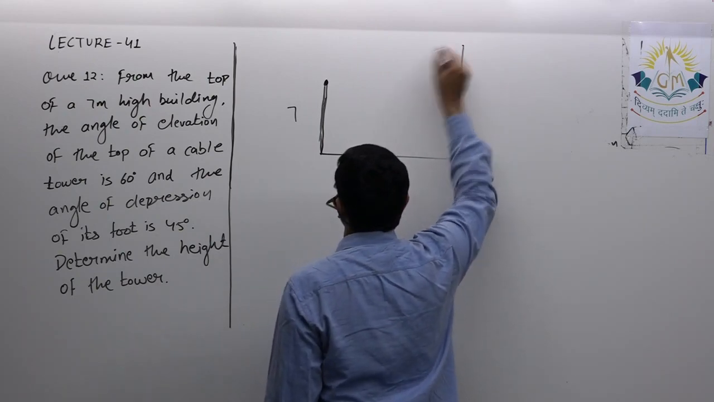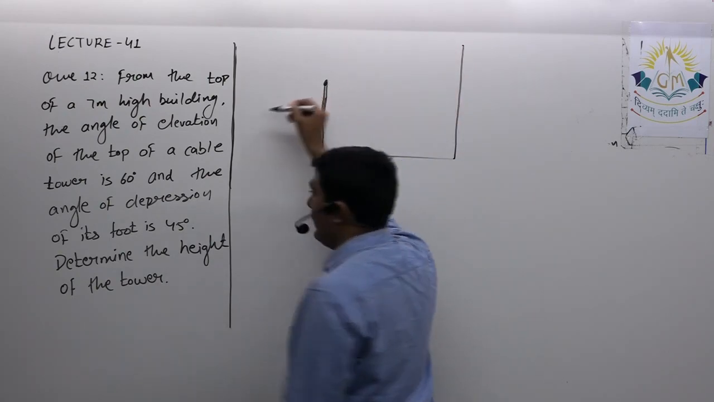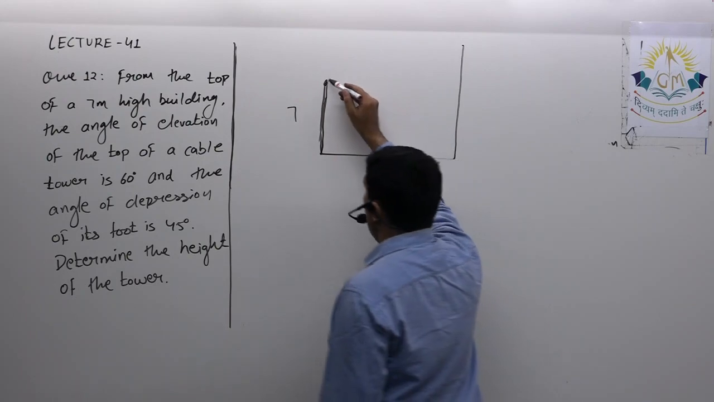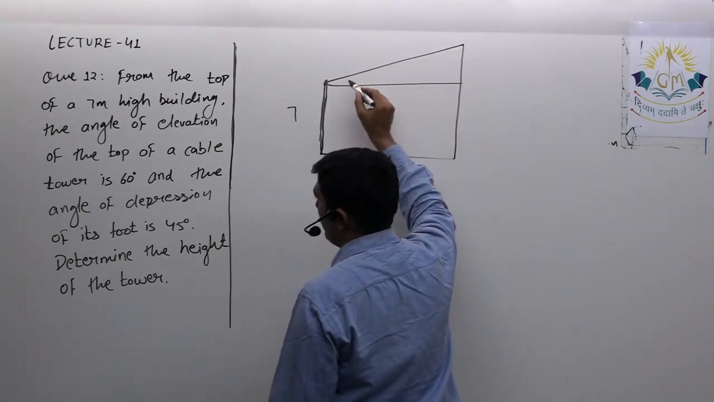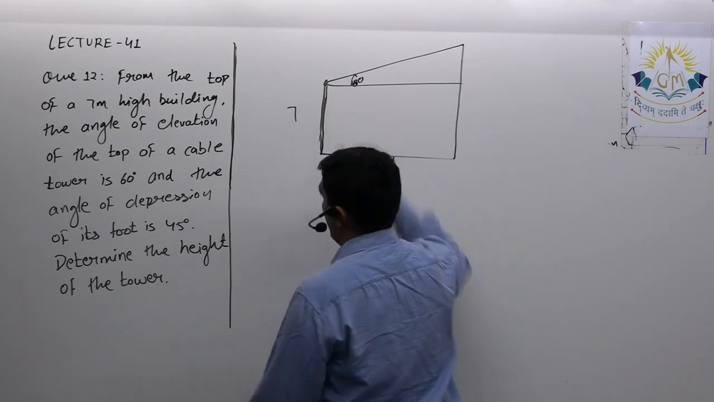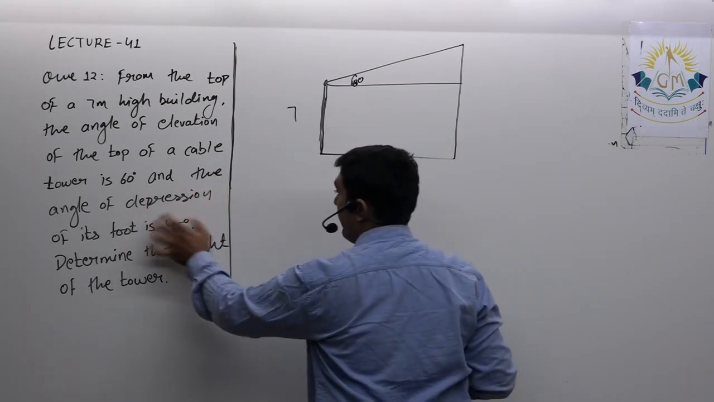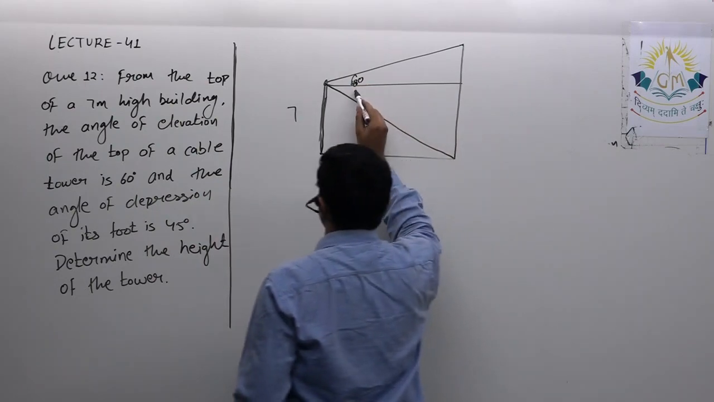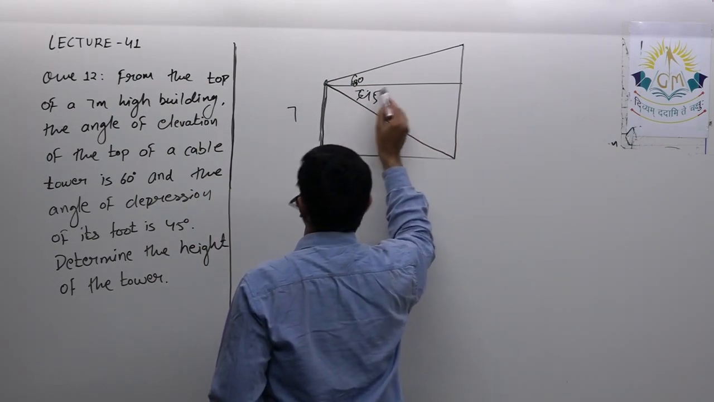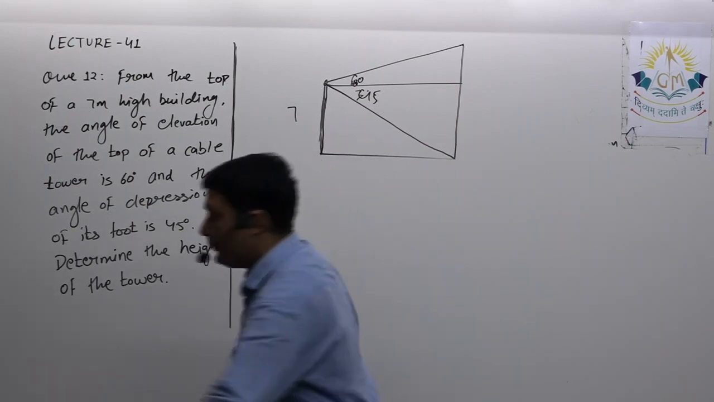little bit higher than this. From the top of the building, the angle of elevation of the top is given. That is 60 degree. Further, it is given the angle of depression of its foot, that means this angle is given. That is 45 degrees. So you have to find the height of the tower.